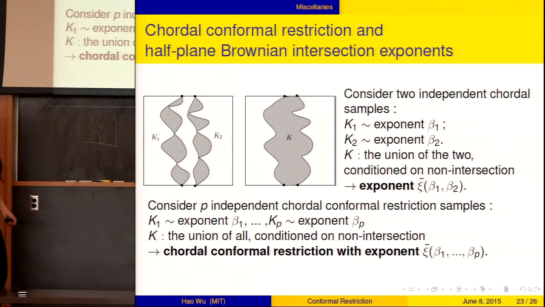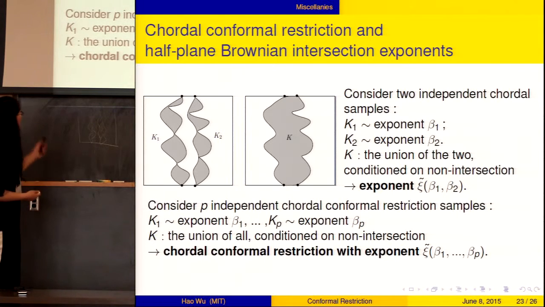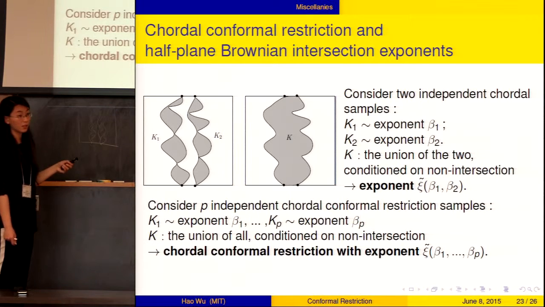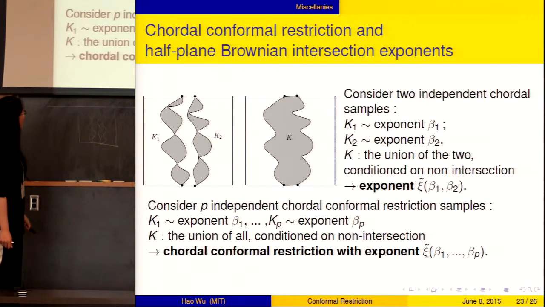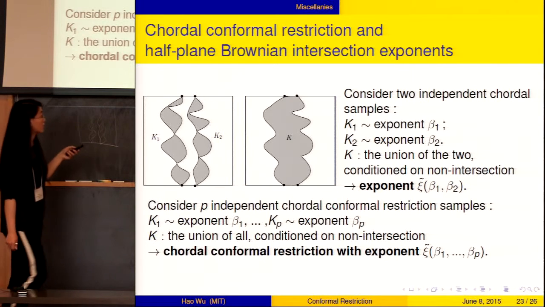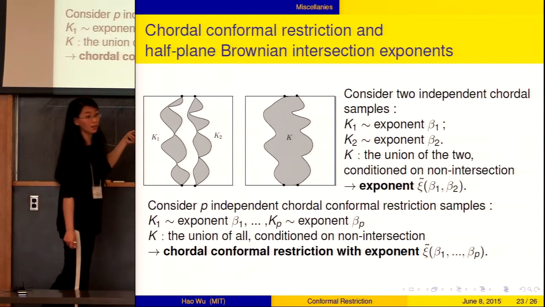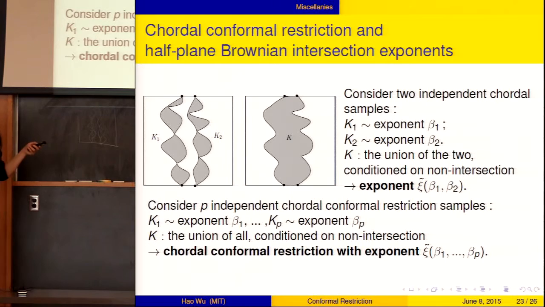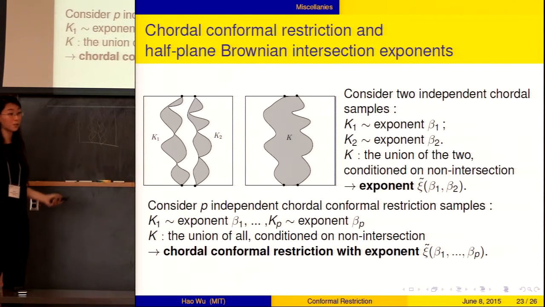And then we can generalize this idea. Suppose we have K1 to Kp. They are chordal conformal restriction samples with different exponents. And we condition on there being no intersection, and take the union of all of them. Then the union corresponds to a chordal conformal restriction sample with exponent C tilde, and this is the half-plane intersection exponent. So this is how the Brownian intersection exponent and the chordal conformal restriction measure are precisely related.